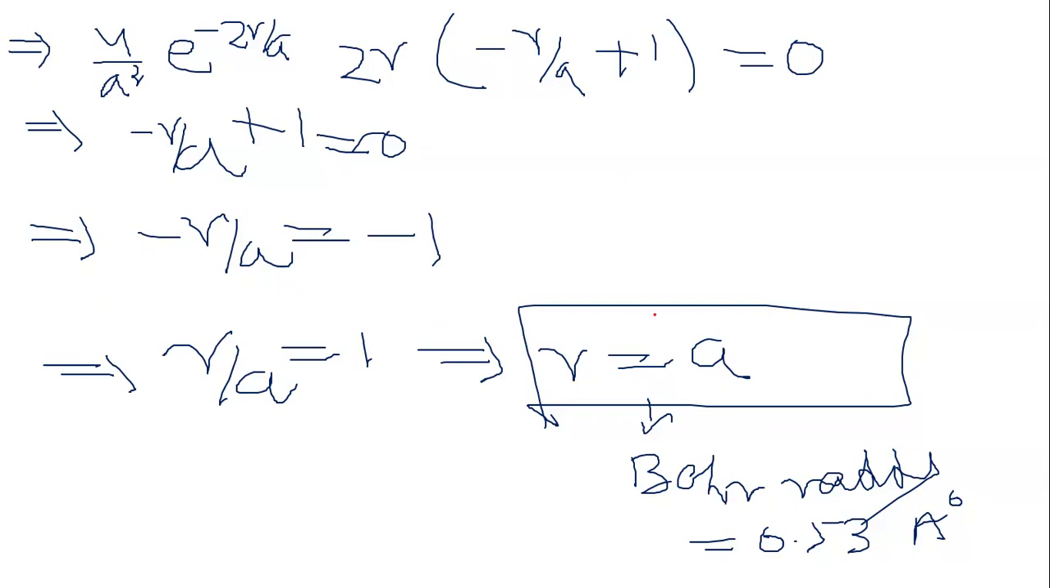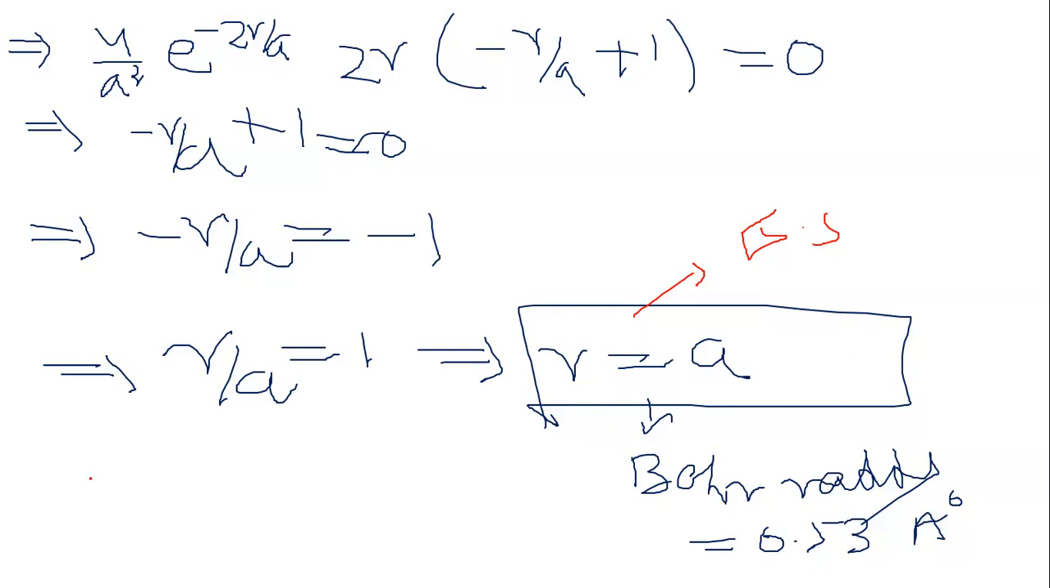So r equals a for the ground state. For the ground state, the most probable distance for the electron is a. So we can say that most of the times the electron can be found at a distance a from the nucleus, where a is Bohr's radius and it is 0.53 angstrom.